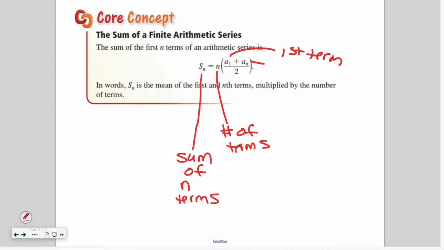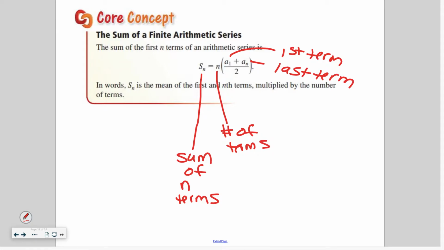And then an is actually going to be the last term in our series. So you need to know the first term, and you need to know the last term. You add those up, divide by 2, and multiply by how many terms you're adding together. That's going to give you the actual sum of that amount of terms. Is that S n? Yes. So you need to know first term, last term.